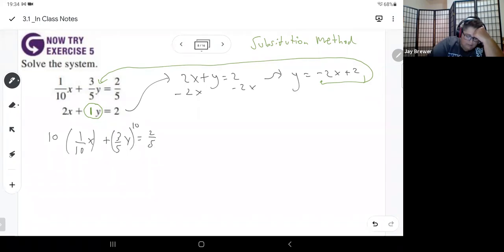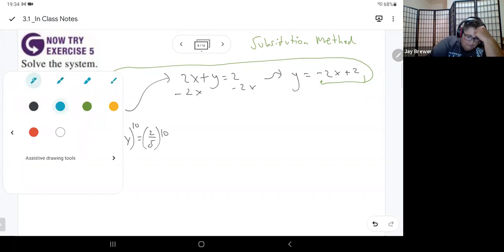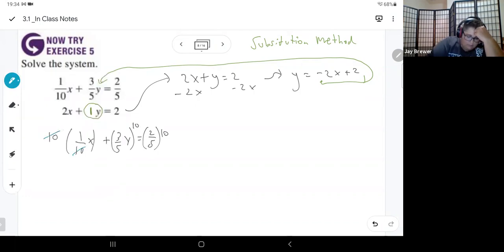Okay? That's not an exponent. We're multiplying. So in the first one, you're going to see the 10s cancel. And then here, the 5 and the 10 becomes 2, and again, the 5 and the 10 becomes another 2. So we're looking at a better equation now. We have x plus 2 times 3 will give us 6y, and 2 times 2 will give us 4.